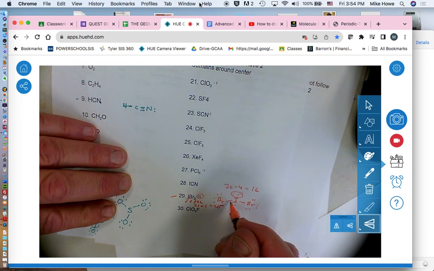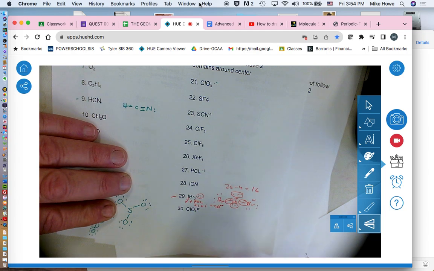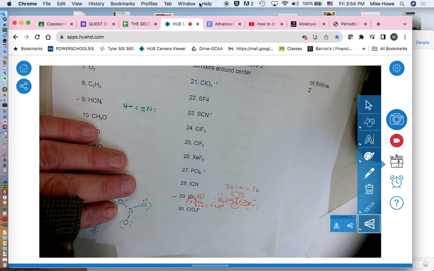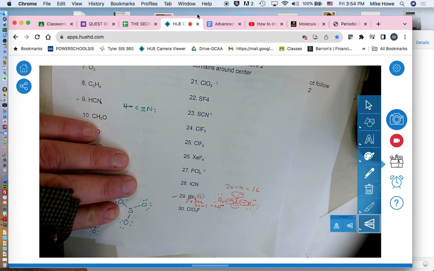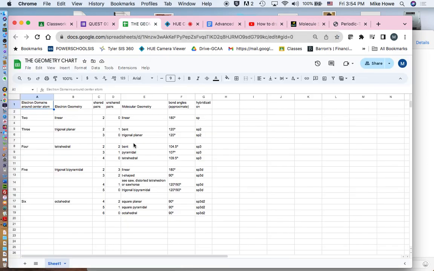Notice there are 4 domains. So 4 domains means that it's tetrahedral. And not only is it tetrahedral, but 2 of the domains are shared and 2 are unshared. So we're right here, 2 and 2. So the molecule's bent. And here's what it would look like.